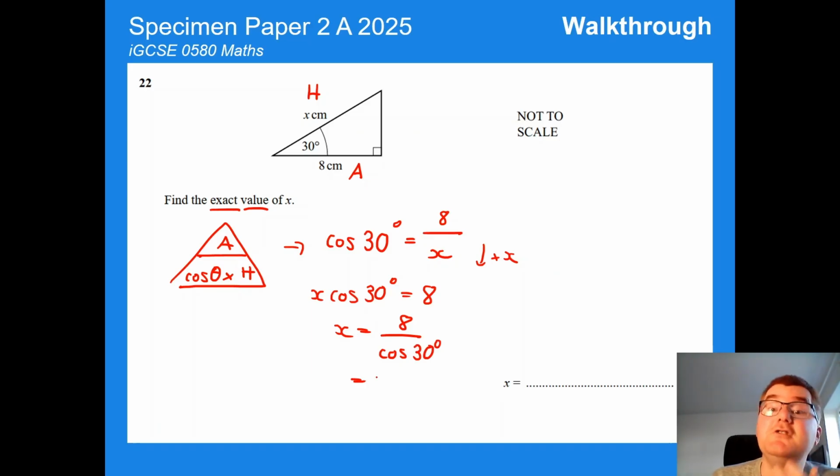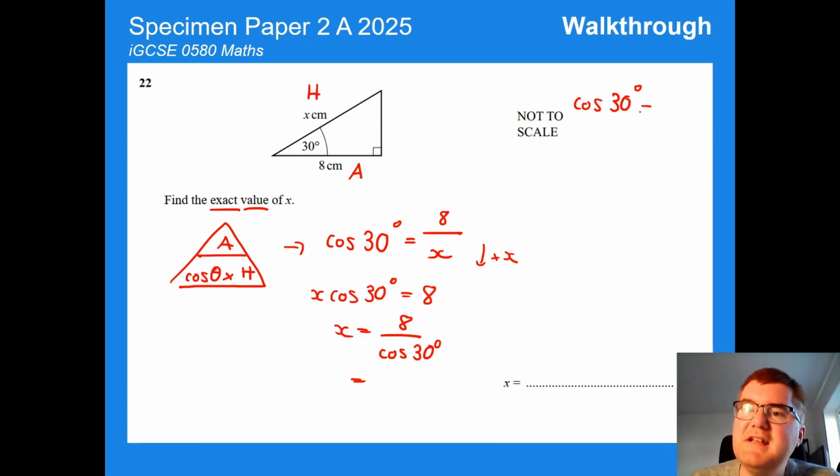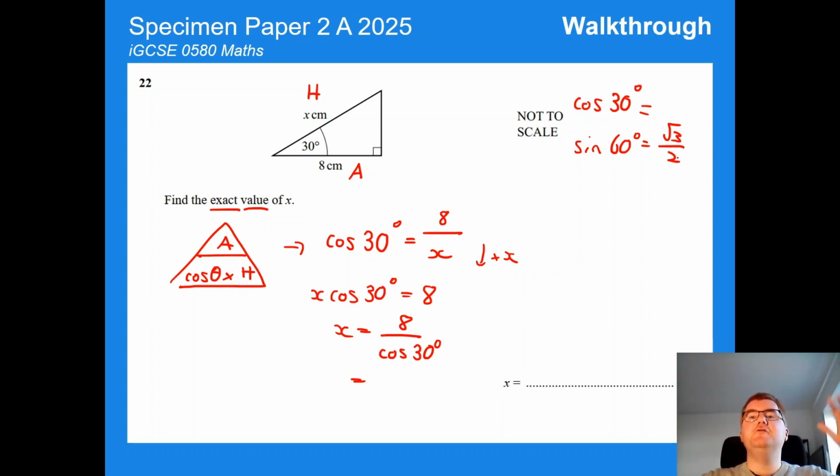However, you need to know your exact values of cos 30, which is the same as sine 60. You can use tricks to remember this. It is equal to root 3 over 2. Now, if you're not aware of how I got that, do check out the video above where I go through those exact values. So I can just pop this in, 8 over root 3 divided by 2.